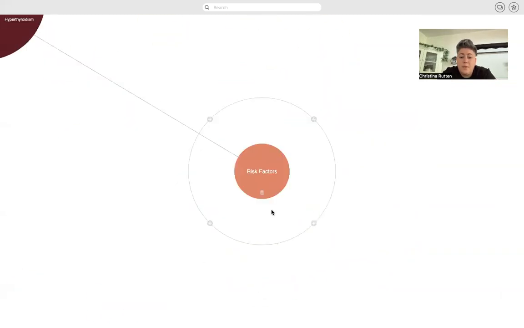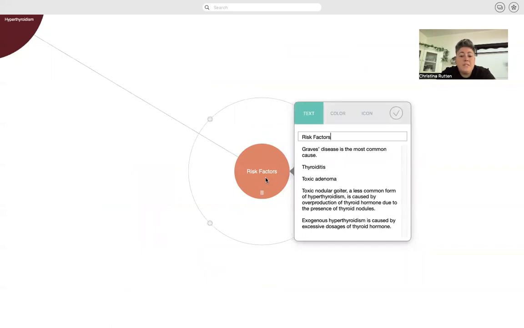Risk factors for hyperthyroidism. Graves' disease is the most common cause. Thyroiditis, toxic adenoma, and toxic nodular goiter, a less common form of hyperthyroidism, is caused by overproduction of thyroid hormone due to the presence of thyroid nodules. Exogenous hyperthyroidism is caused by excessive dosages of thyroid hormone.